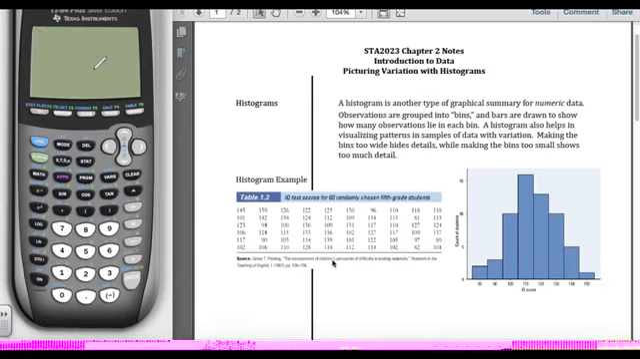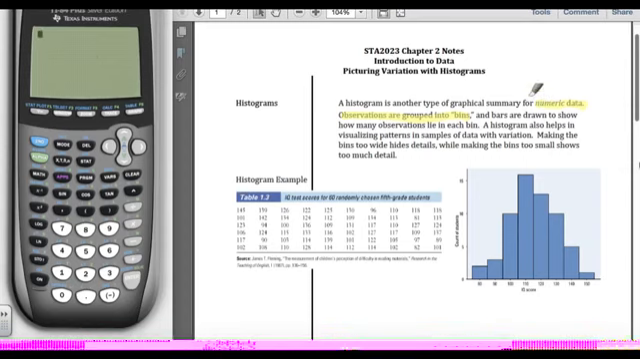In this second video for Chapter 2, we're going to look at another way to display our numeric data, and that is with the histogram. Once again, a histogram is a type of graphical summary or graph for numeric data, just like the dot plot was. Instead of looking at the individual data values, the observations are grouped together into bins, and bars are drawn to show how many observations lie in each of these bins.